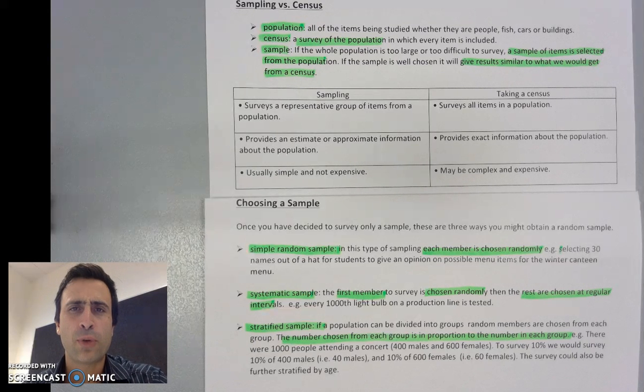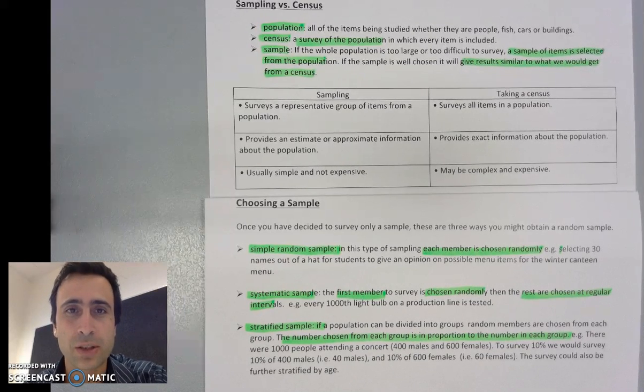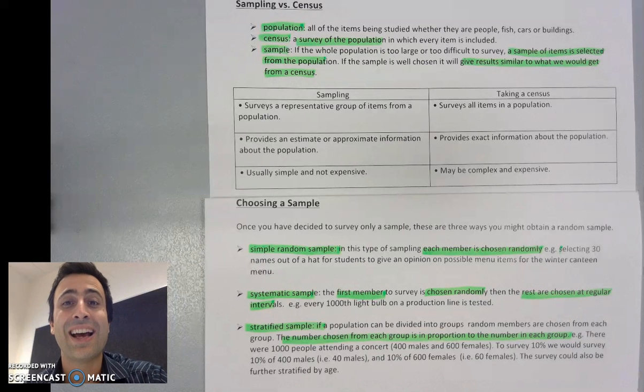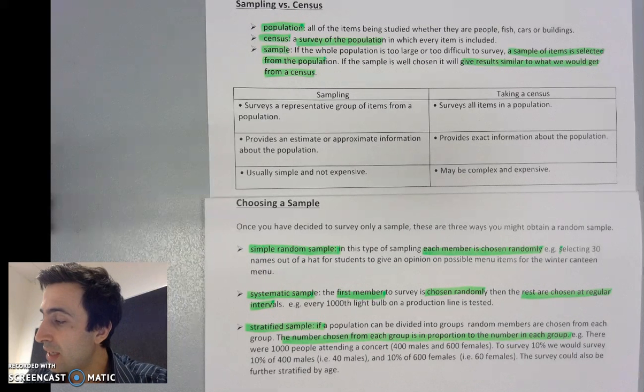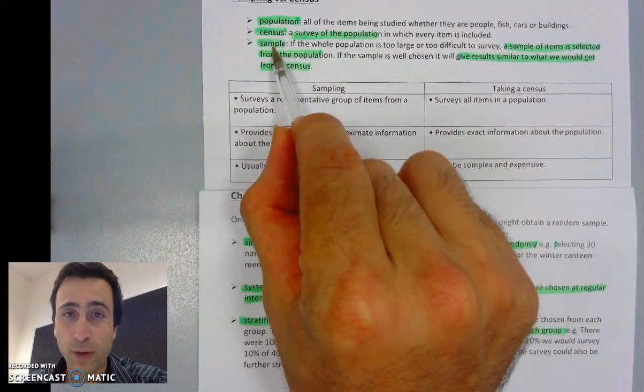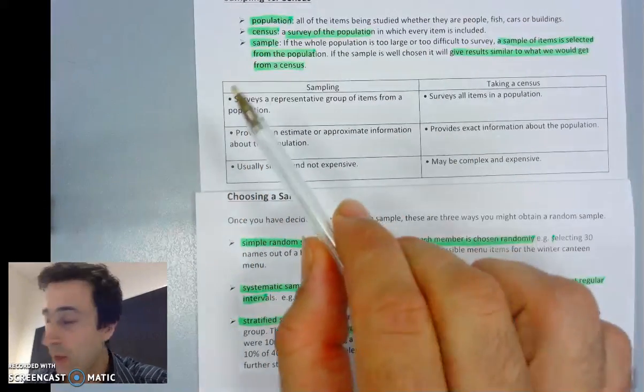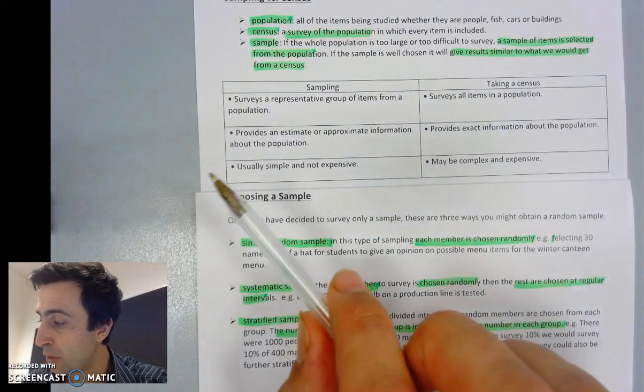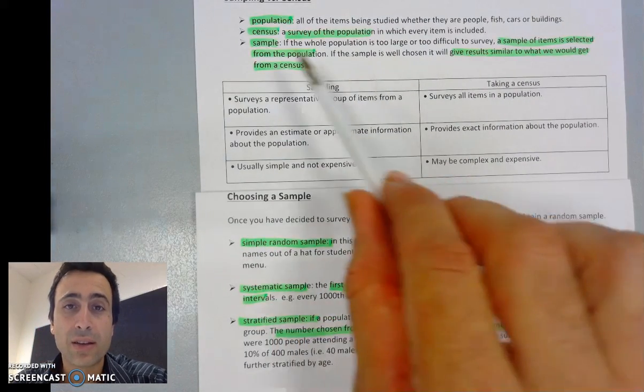That's fine if you're a government which has lots of money. But if I want to find out information about Australians, I can't find every single Australian. So what I would do is I would get a sample of people that represent Australians. And hopefully, if my sample's good enough, it would give similar results to what you would get in a census.